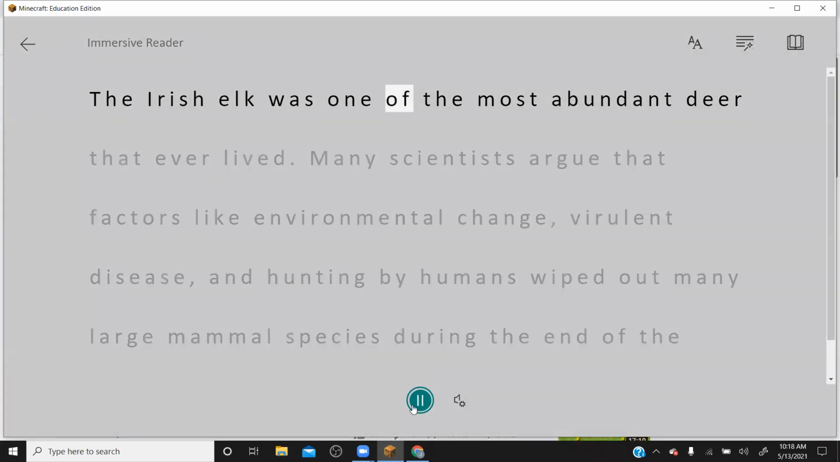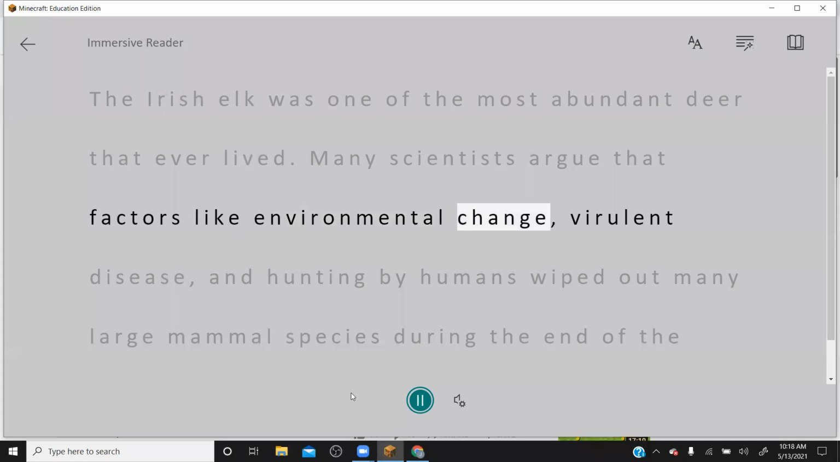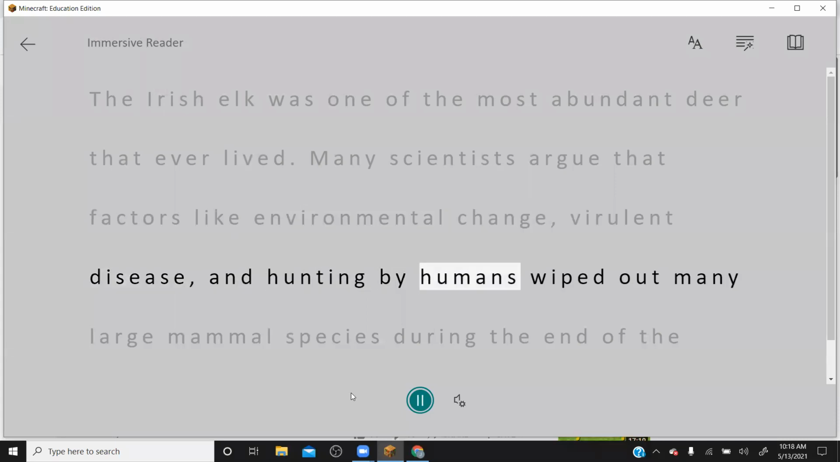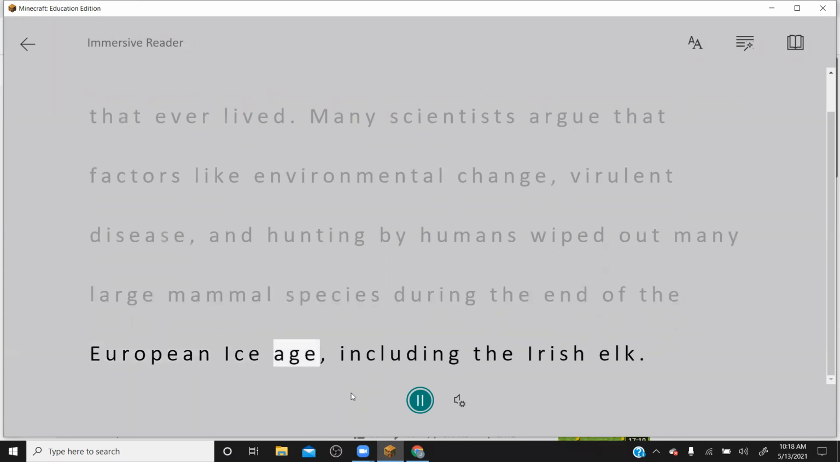The Irish elk was one of the most abundant deer that ever lived. Many scientists argue that factors like environmental change, virulent disease, and hunting by humans wiped out many large mammal species during the end of the European Ice Age, including the Irish elk.